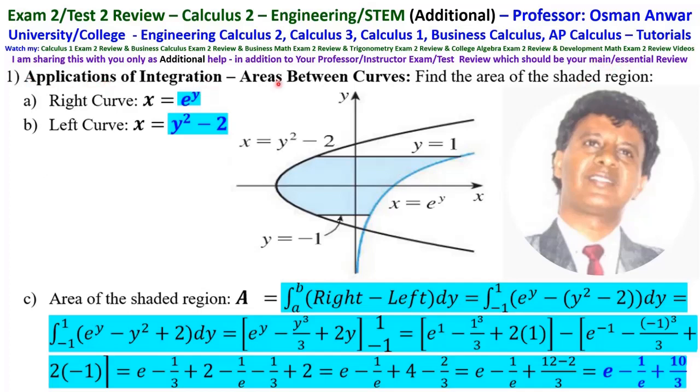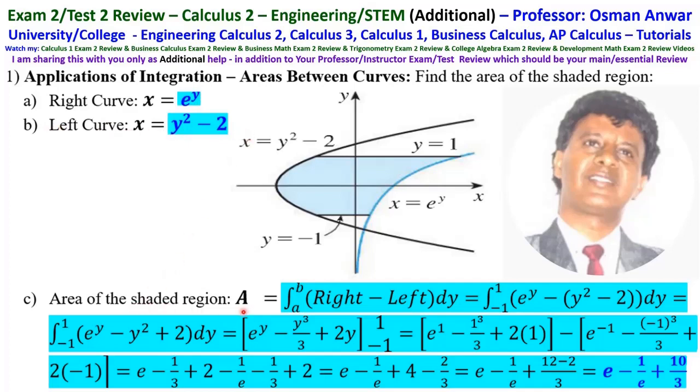Number 1 is find the area of the shaded region. So figure is given and the shaded region is between x equals e to the y, that is the right curve, and the x equals y squared minus 2, that is the left curve, and from y equals minus 1 to y equals 1. So that's the region. So the right region is x equals e to the y, the left region is x equals y squared minus 2.